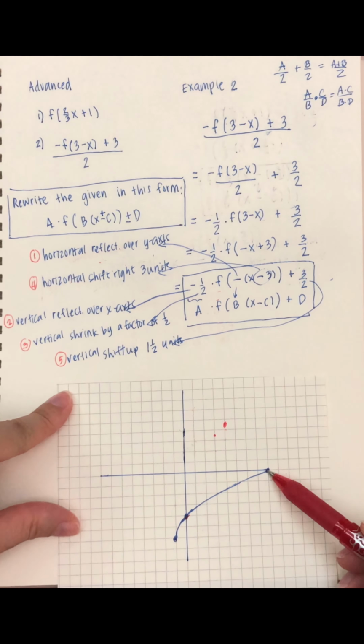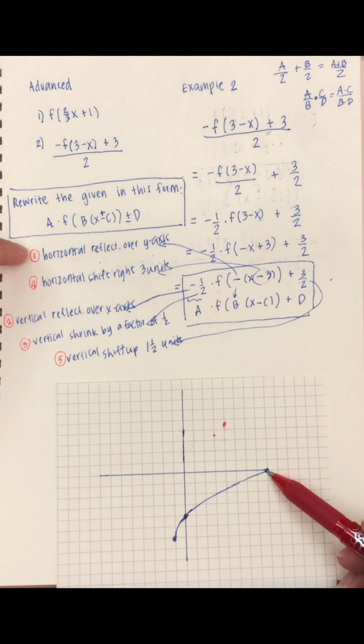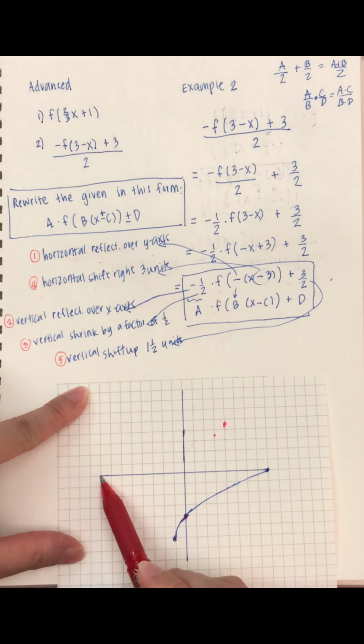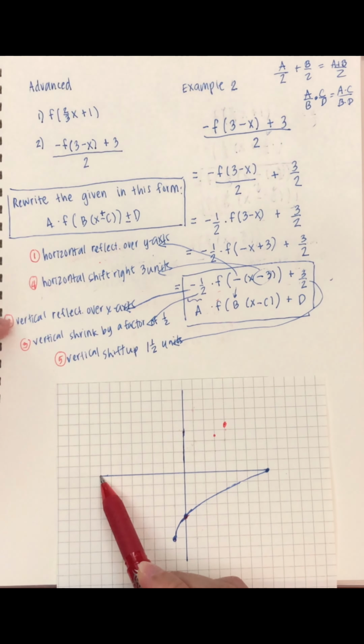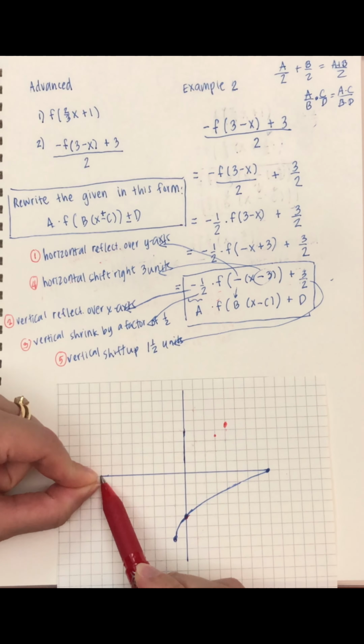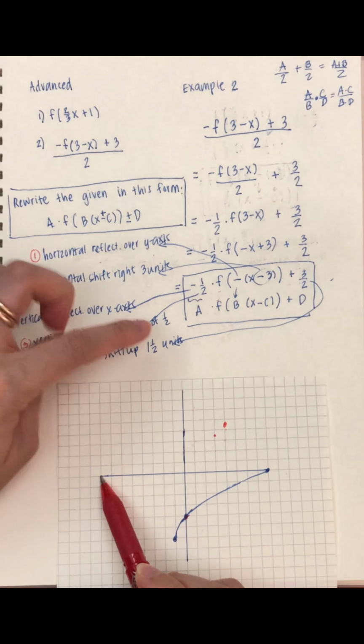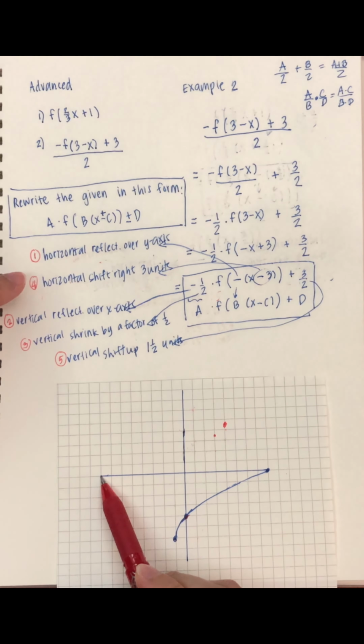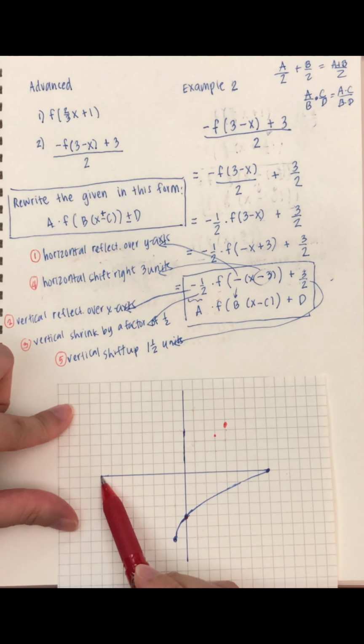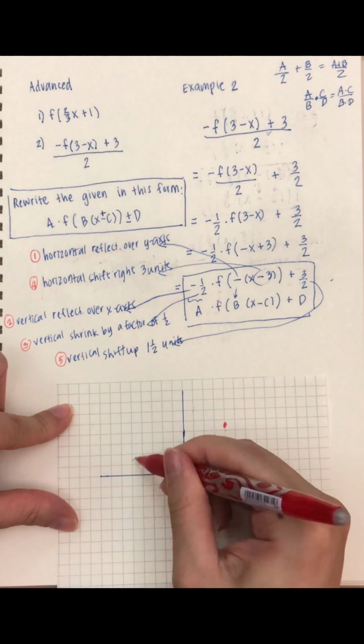And this last point, horizontal reflection over the y-axis. Goes all the way there. Vertical reflection over the x-axis, it stays. Next, shrinks by a factor of 1/2. There is no vertical distance to shrink. So 0 times 1/2 is still 0, just there. And lastly, shift right 3 units and then up 1.5. 1, 2, 3, 1.5. And yeah.